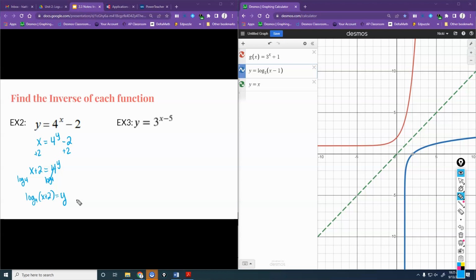Yeah, I think I have the answer. Okay. Put it in Desmos and check. See if it looks right. Type it in Desmos.